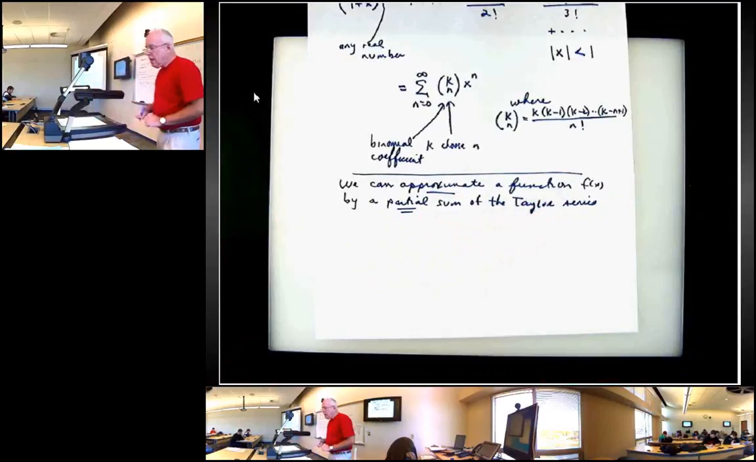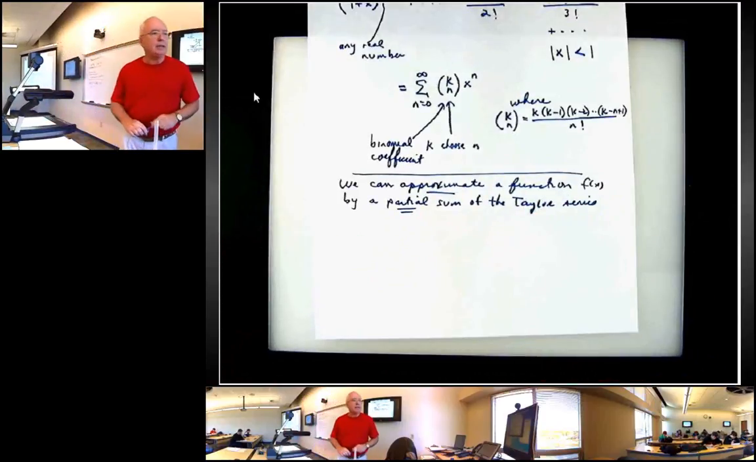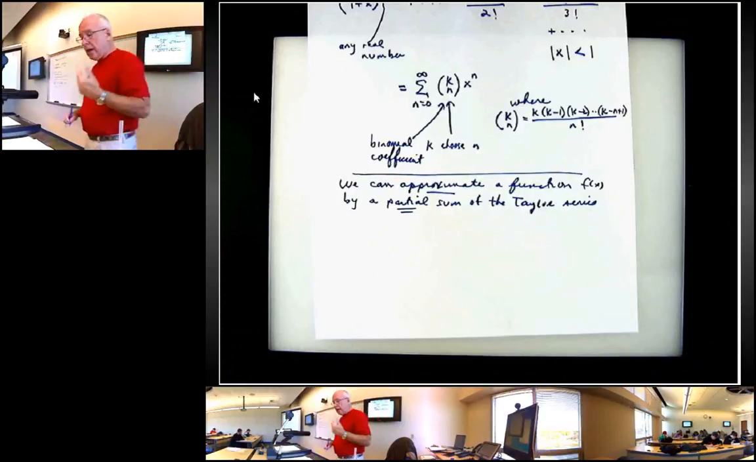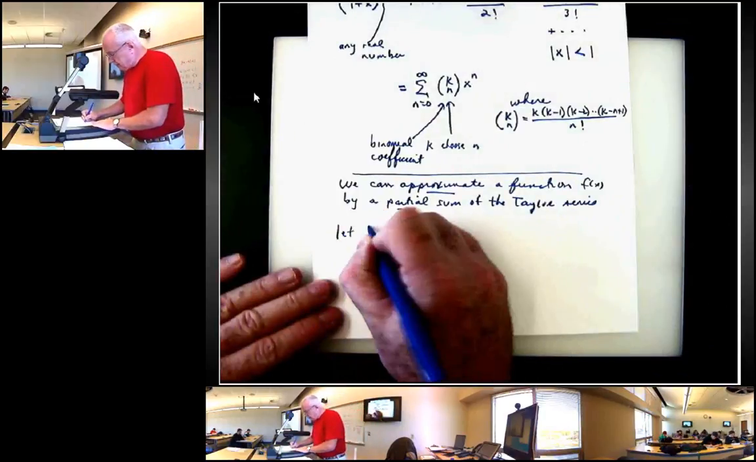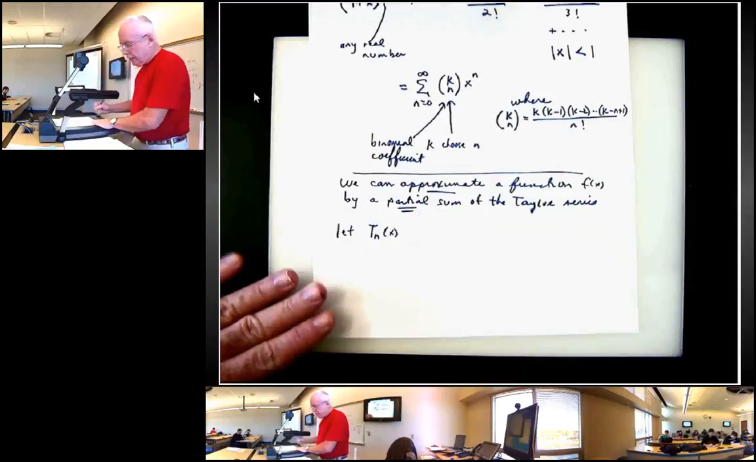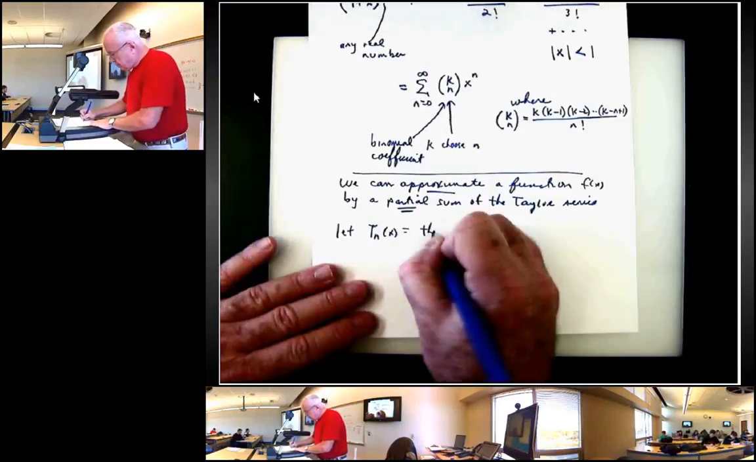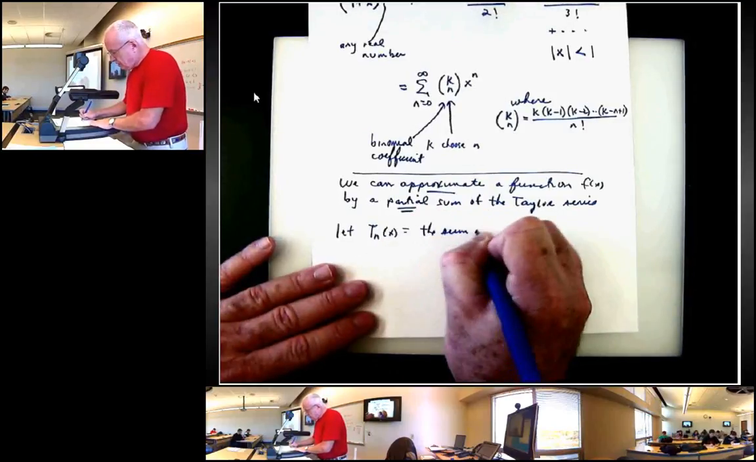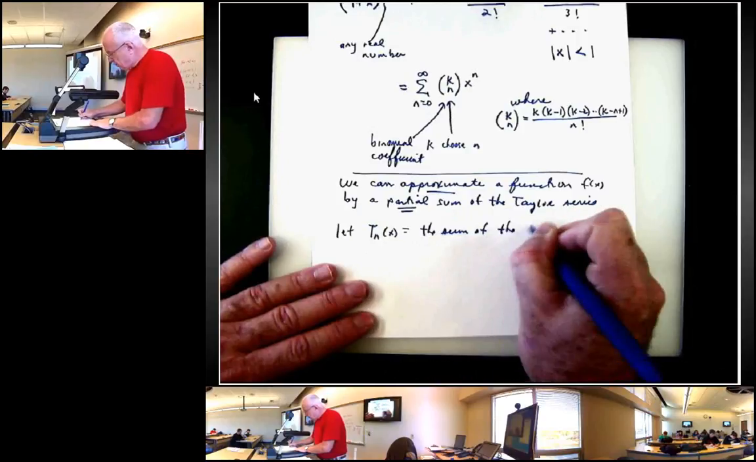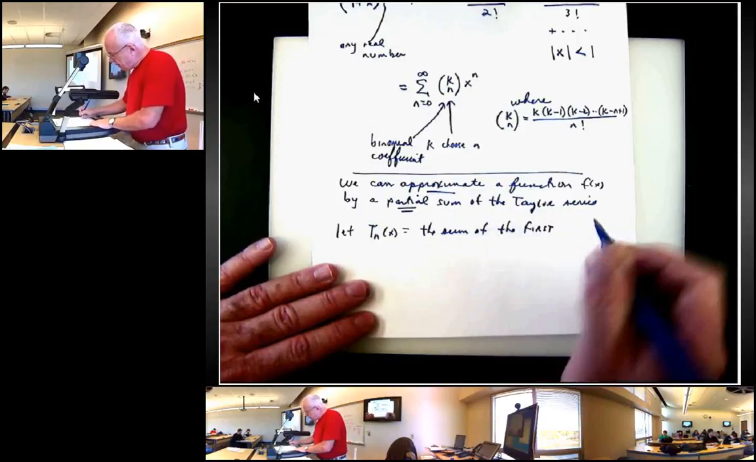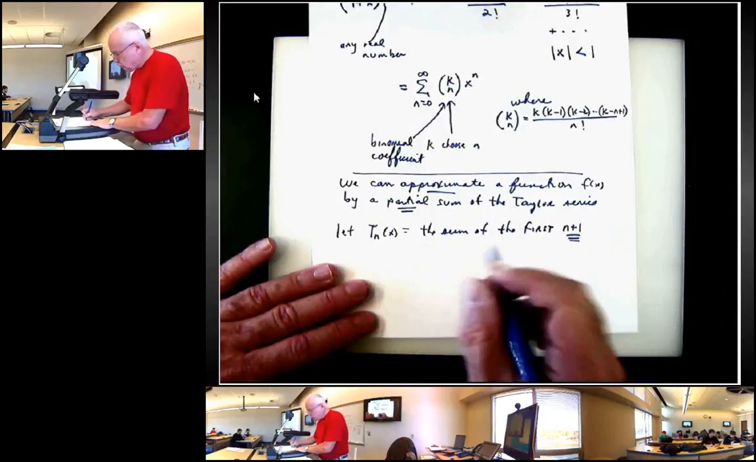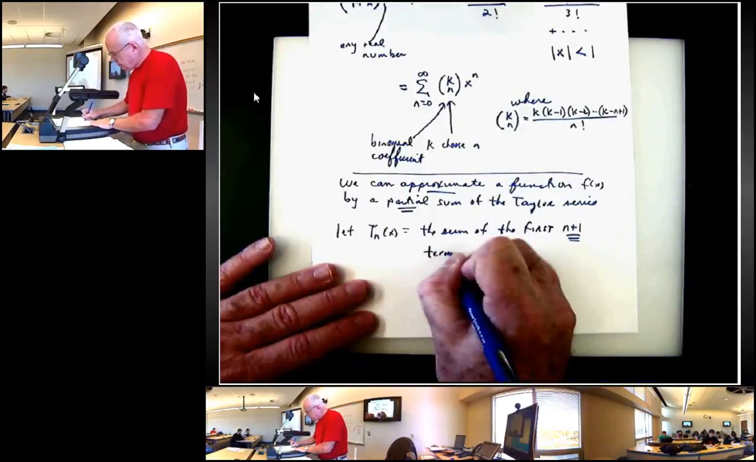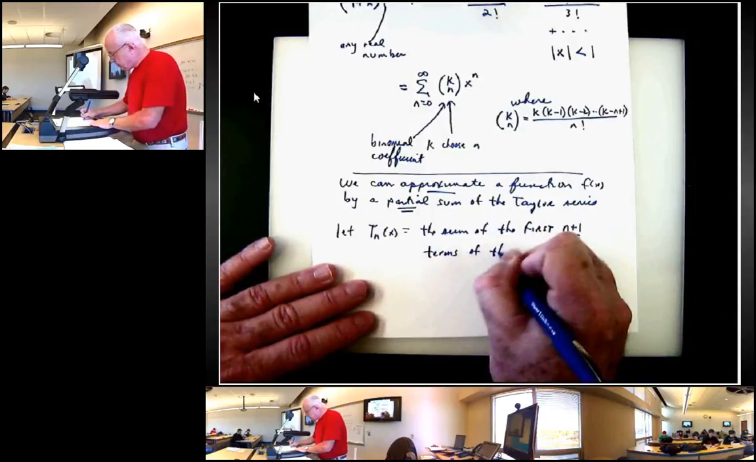There's a notation for that I want to introduce to you. It's called capital T sub n. Let capital T sub n of x equal the sum of the first, and be careful here, the sum of the first n plus 1 terms of the Taylor series.